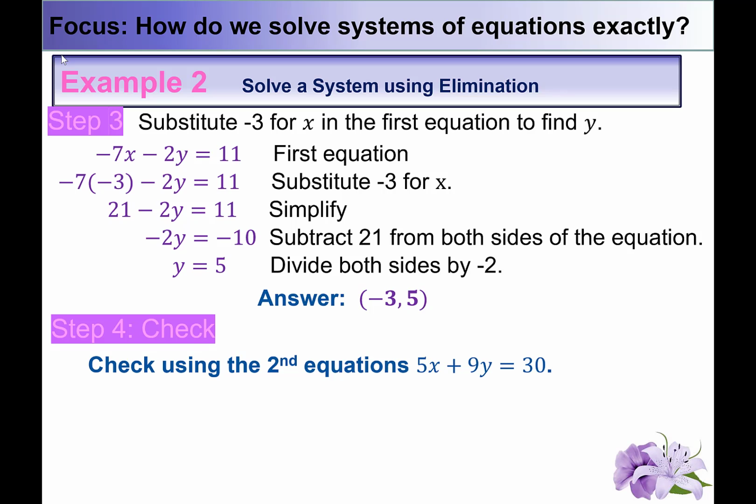We're going to check using the second equation. So I'm going to substitute in negative 3 for x and 5 for y. And when we simplify, we get a true statement, so we know we solved and found the correct solution.